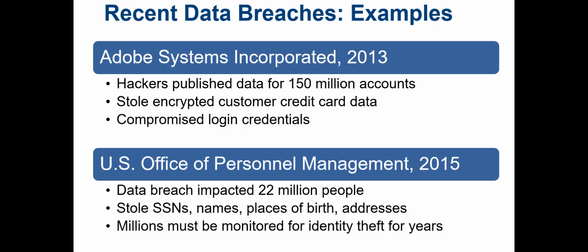Let's take a quick look at some recent data breaches, some examples that we have. One we have is Adobe Systems Incorporated in 2013. Basically, hackers published data for 150 million accounts. They also stole encrypted customer credit card data, and they compromised logon credentials. The second one is the U.S. Office of Personnel Management, which happened in 2015. This data breach impacted 22 million people. They stole social security numbers, names, places of birth, and addresses. And millions of people have to monitor their accounts for identity theft for many years to come. In your text, there are also some other major breaches that occurred, including Blue Cross Blue Shield and Target.